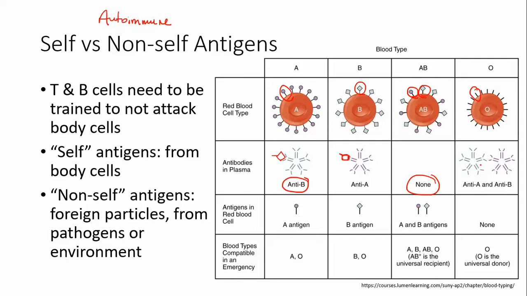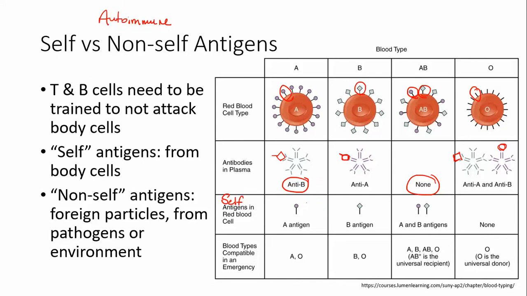Type O blood types make antibodies against type A and type B, which means they can't receive anything with an A or a B on it. So they can only get blood from other type O people. And this is called learning to recognize self versus non-self. Your self antigens are the ones from your own body. So your self antigens are these guys. And your non-self antigens are basically everything else.